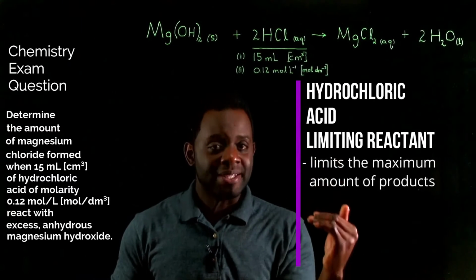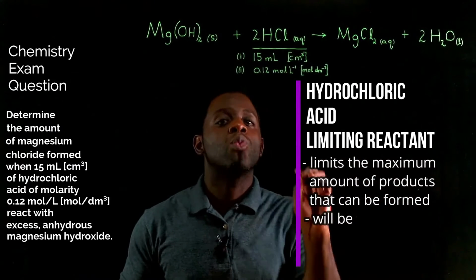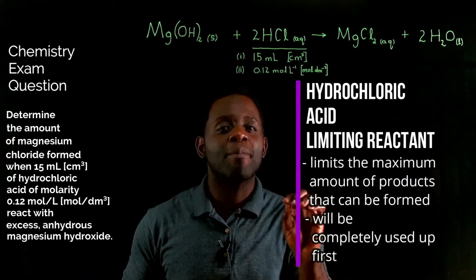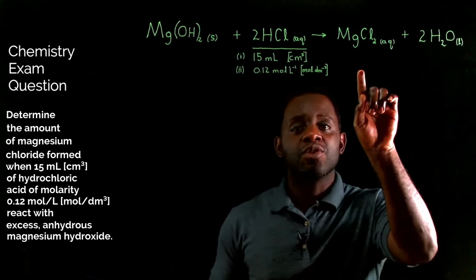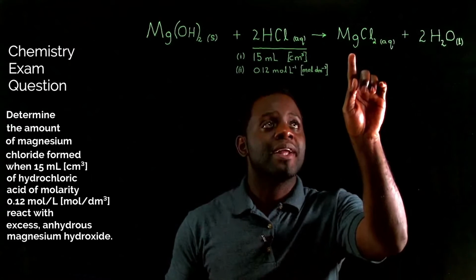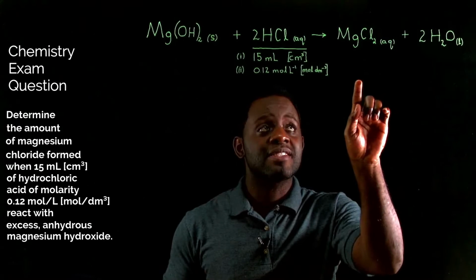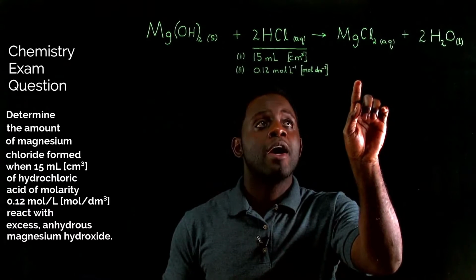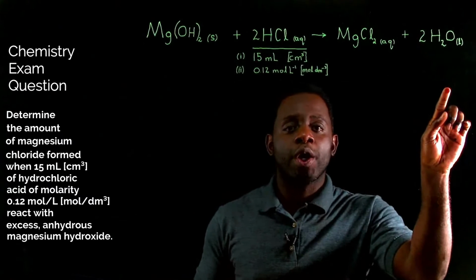It limits the maximum amount of products that can be formed and will be completely used up first in the reaction. We are asked to find the mass of magnesium chloride formed in the reaction, so that means this is our second chemical of interest, and nothing is mentioned of the water formed.